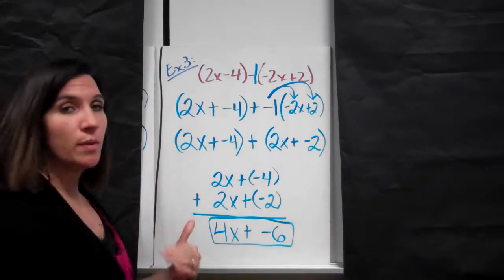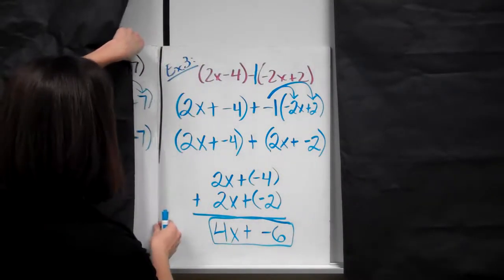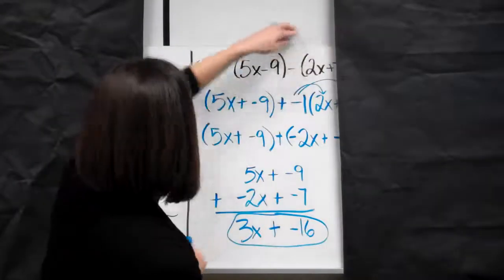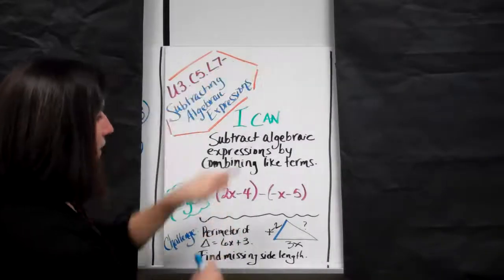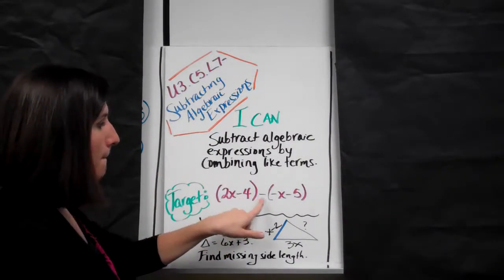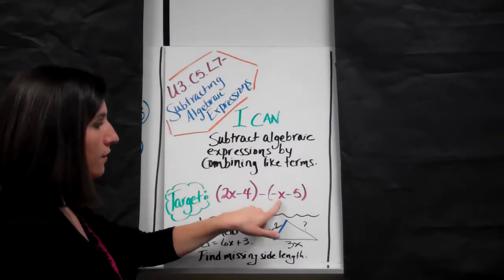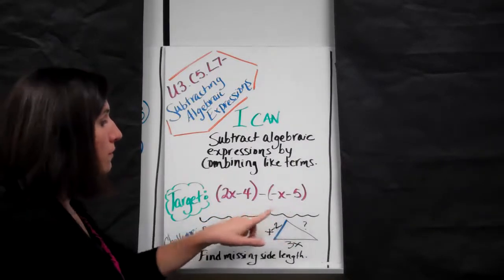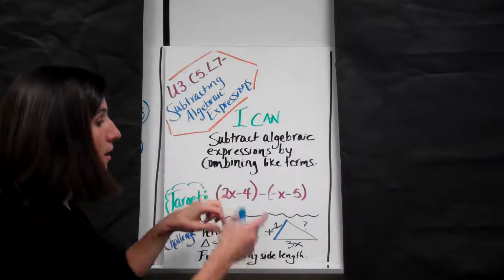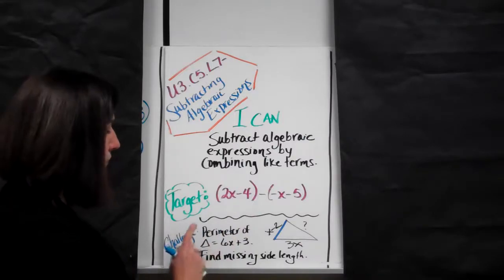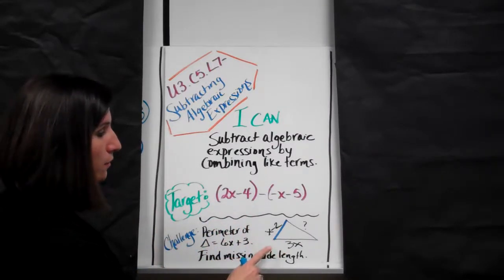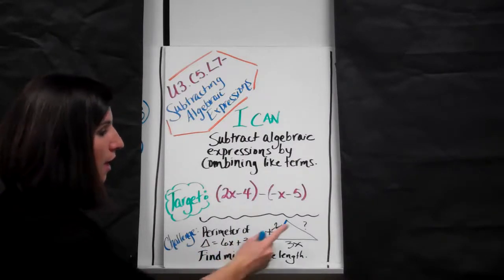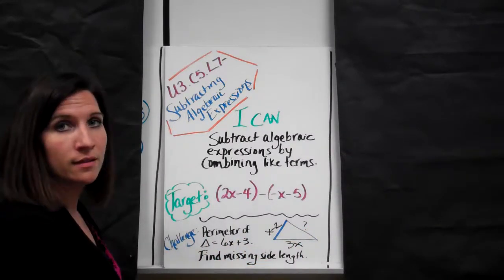So now let's go back to our target problems, okay? Your target problem is right here. We have 2x minus 4 minus negative x minus 5. Remember to add the opposite and line them up vertically. For those of you who want to try this challenge problem, we made a challenge problem here where you have the perimeter and you have to find the missing length. Good luck.